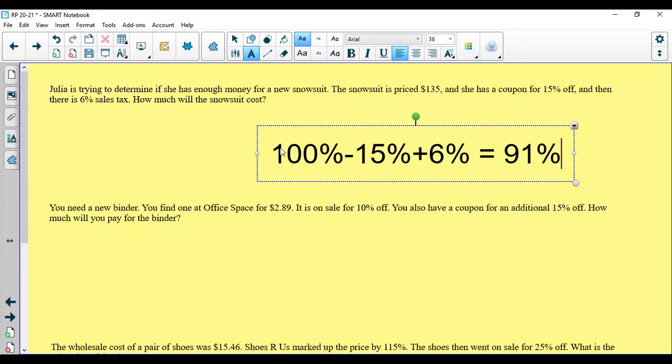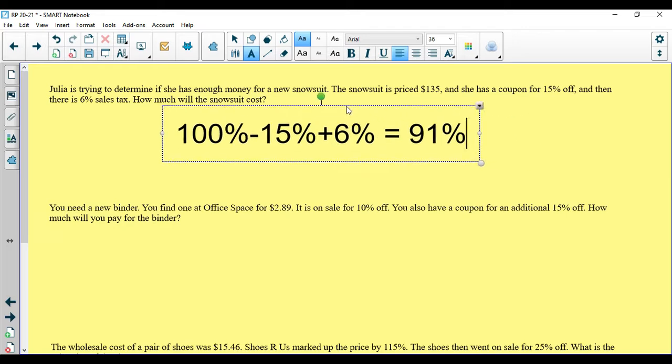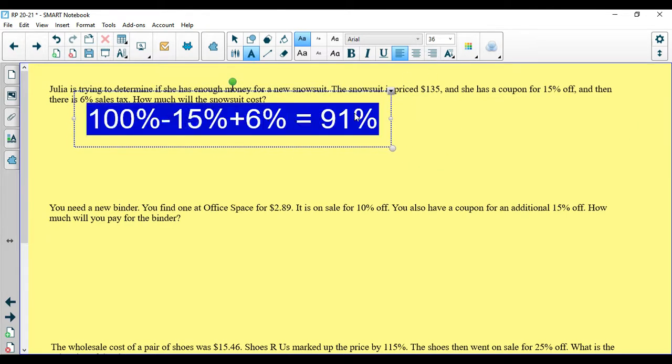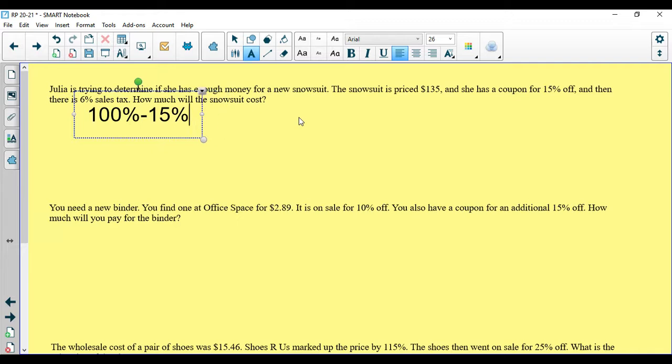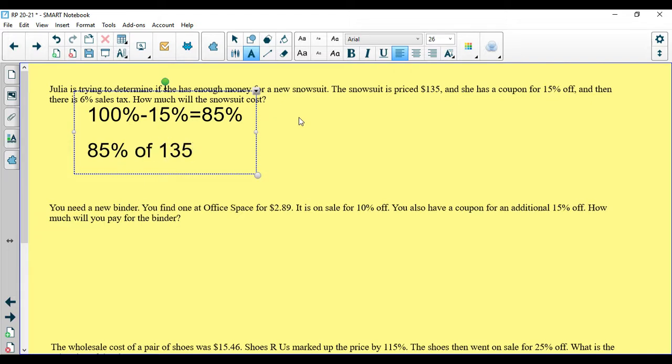So this doesn't work, and let me show you why. Because here's what would actually be happening. The first part of that is correct. Yes, I do need to do the percent decrease of 100%, take away 15%. That's going to give me 85%. What that means is that I am paying 85% of the $135.